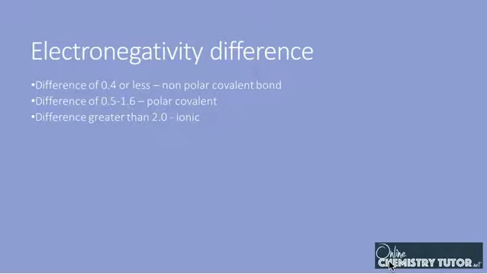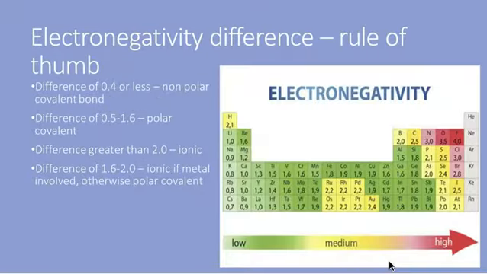If you have an electronegativity difference between 0.5 and 1.6, then you have your polar covalent bond, where the electron density is more strongly attracted to the atom that has a greater electronegativity. If the difference is greater than 2, then you get an ionic bond. Now you might be thinking to yourself, well, there's a bit of a gap there between 1.6 and 2.0.